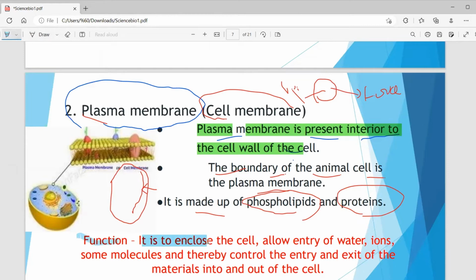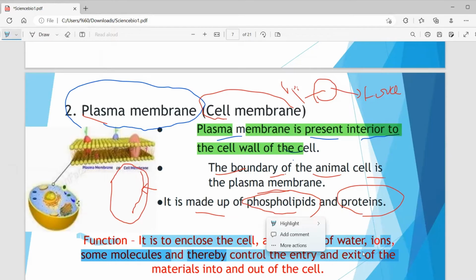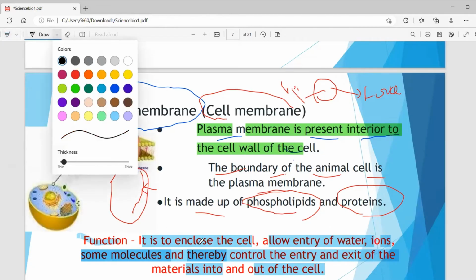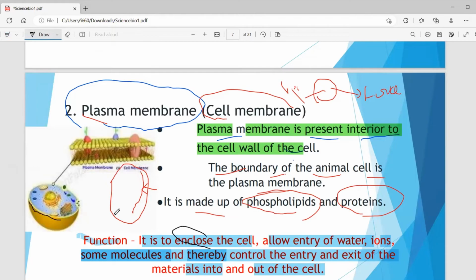Function: it is the enclosure of a cell, allowing the entry of water, ions, and some molecules, and thereby controlling the entry and exit of materials into and out of the cell. That is the very important function. It is the enclosure of a cell, I already mentioned that. It allows for the entry and exit, just like our home door.